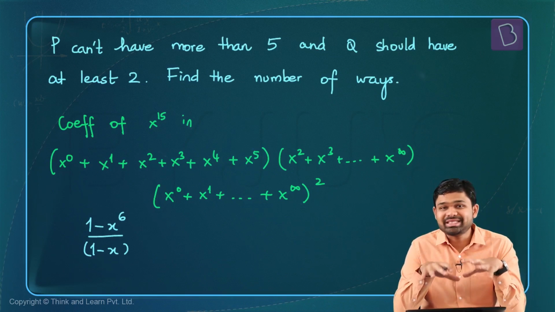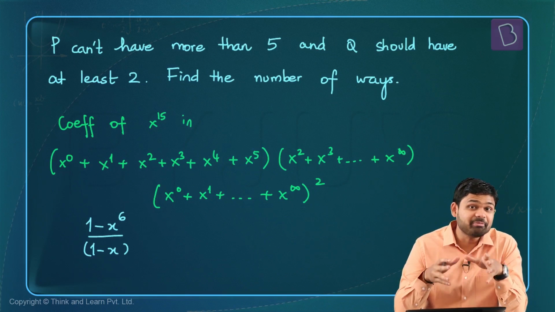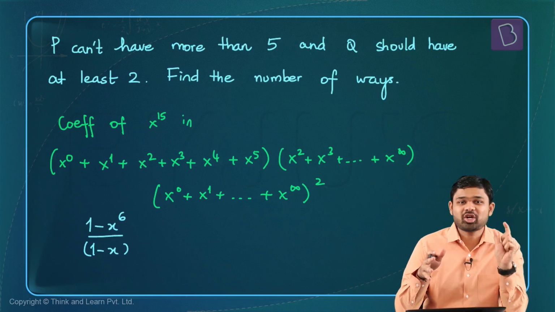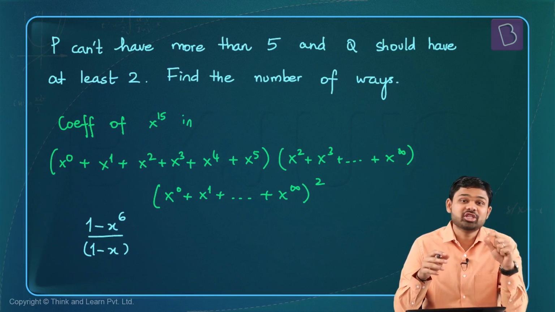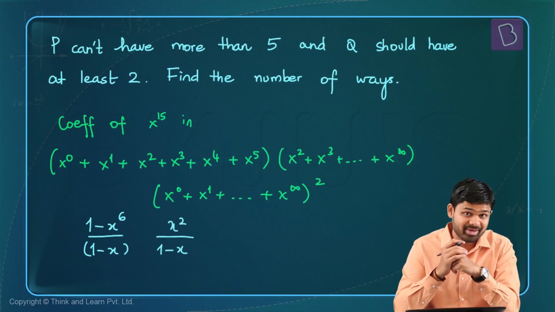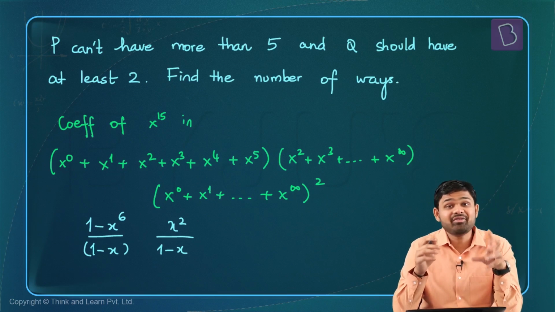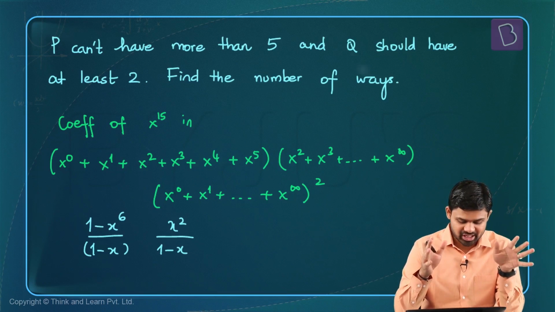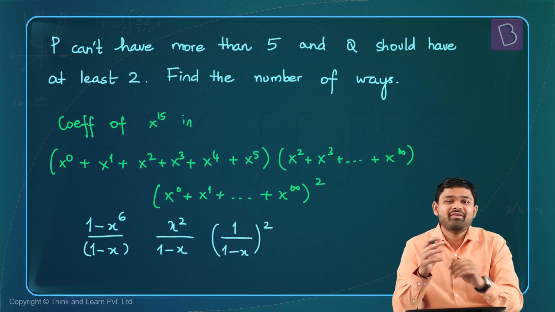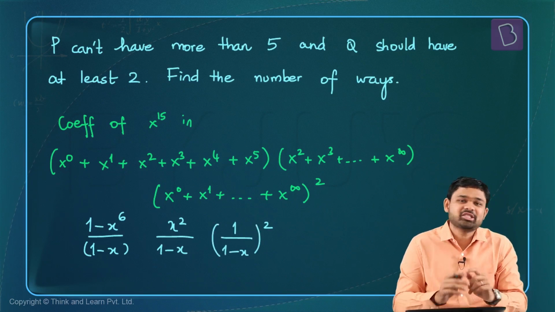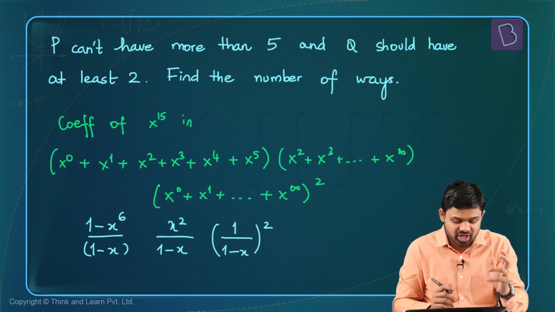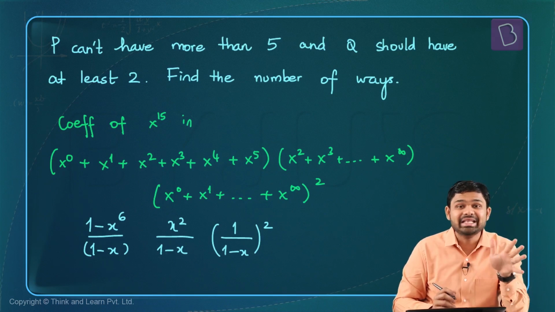Now, what about the second GP? The second GP starts with x square and it's an infinite GP with a common ratio less than 1. So the sum is going to be a divided by 1 minus r, x square divided by 1 minus x. Now the third one is also a GP. The first term is 1 and it's an infinite GP with a common ratio of x. So that's going to be 1 divided by 1 minus x. But because there is a square, the whole thing is going to be squared. So we need to find the coefficient of x power 15 in this.